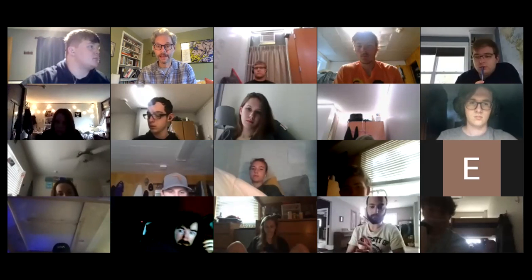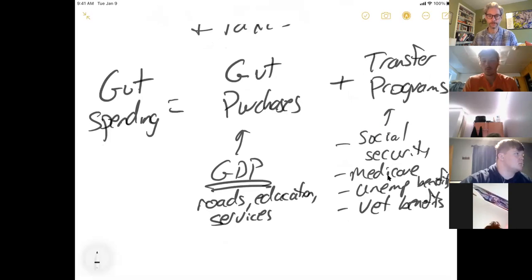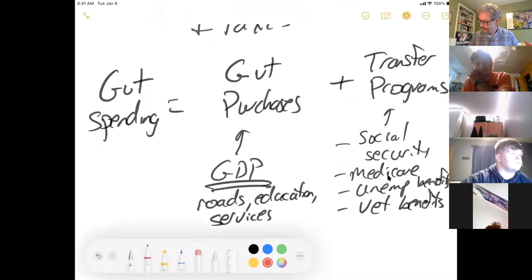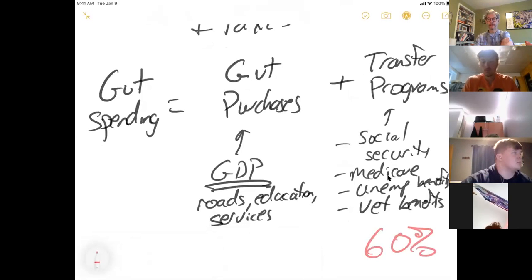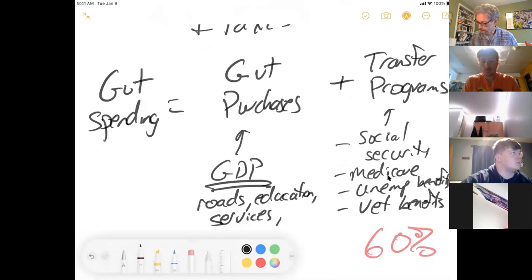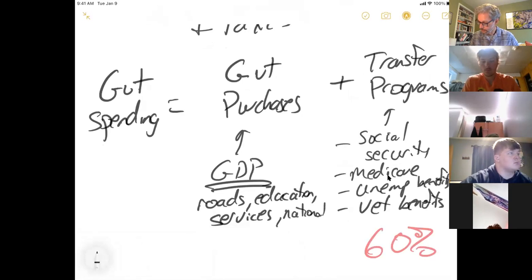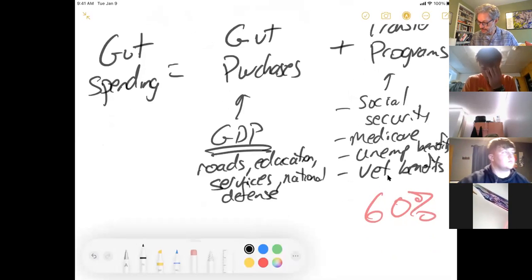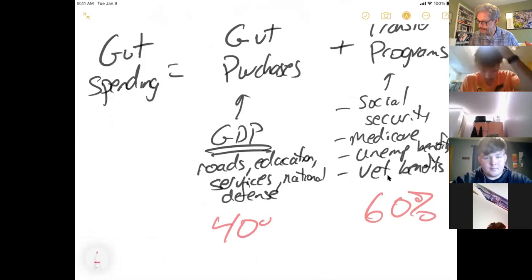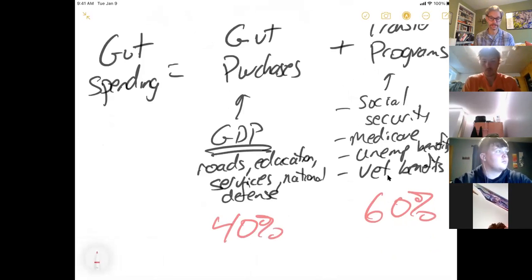So if we go back to the definition I showed you a minute ago of looking at government spending and breaking it into government purchases and transfer programs, one of the things we see is that most of government spending nowadays is in transfer programs. And if we look at government purchases, this is actually less than half of what the government spends its money on.